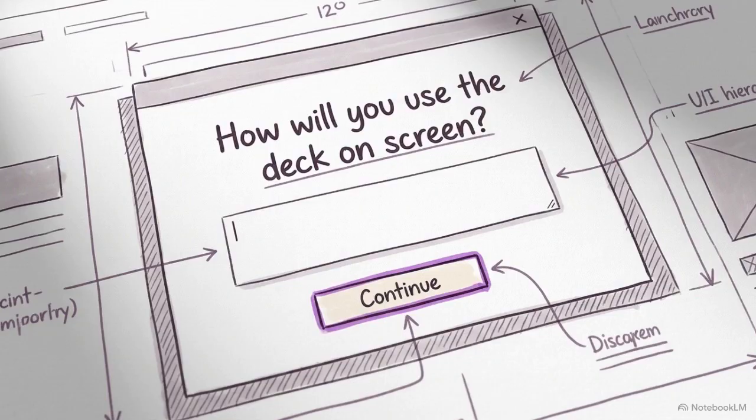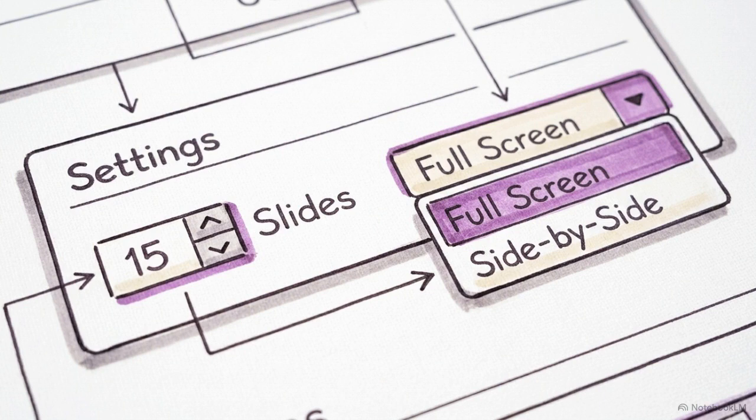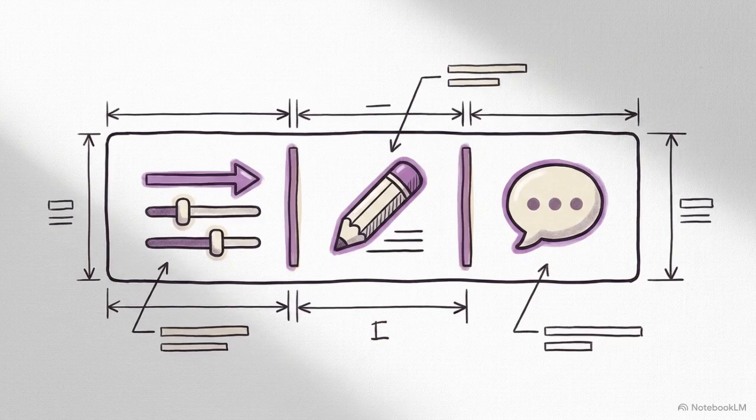The system will pause before generating to ask clarifying follow-up questions. You will need to specify your desired slide count and how the content should be framed. Once you have a draft, the refinement phase begins.